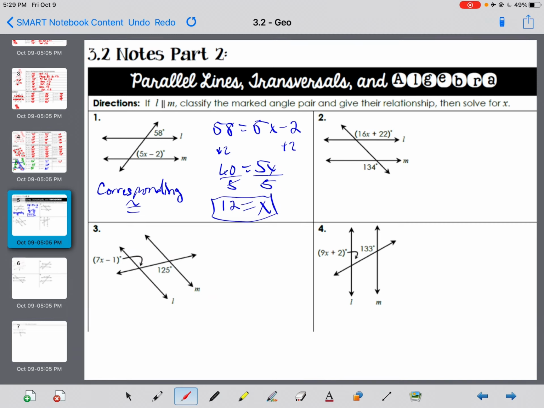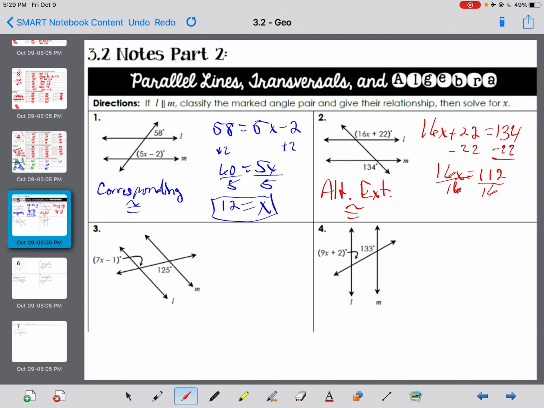Switch back to red. That's my color of power. All right, these are on opposite sides of the transversal, so they're alternate. They're on the outside, so they're exterior, which is going to make them congruent. So 16x plus 22 equals 134 degrees. Subtract the 22. 16x equals, let's see, 4 minus 2 is 2. 3 minus 2 is 1. That's 112 divided by 16. That's going to be 7.